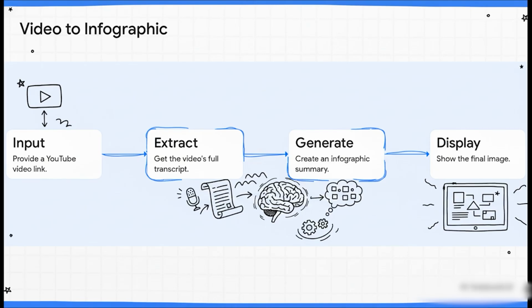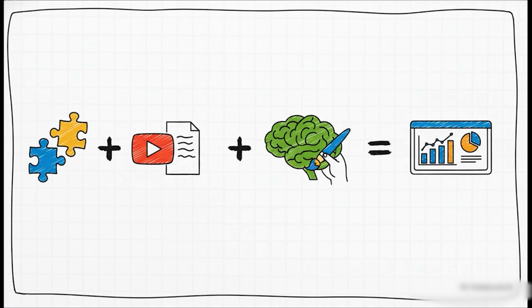See? Simple, logical steps. And here's your recipe to build it. All you need is a no-code platform to connect everything together, a simple API tool that can grab a video transcript, and an image-generating LLM like Gemini or DALL-E. These are all totally accessible tools you can start playing with today.